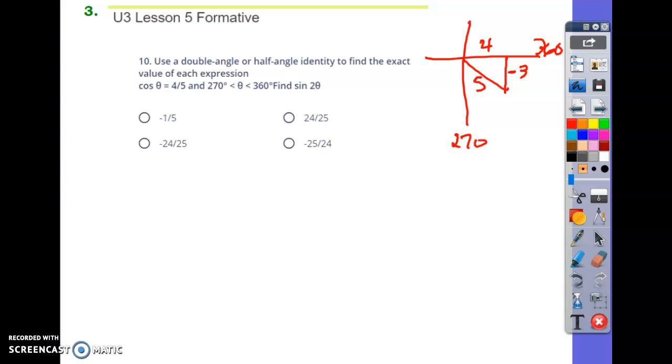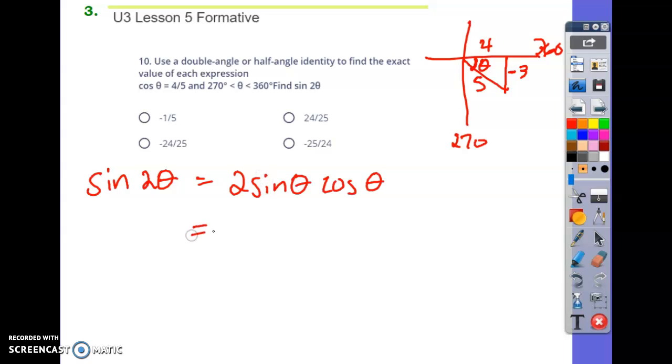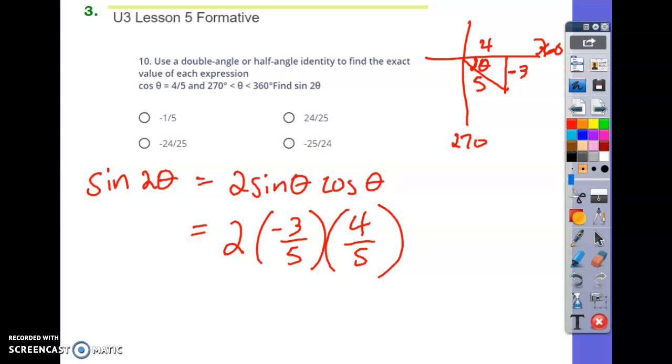Now it's asking us to find the sine of 2 theta. Well, this angle here is theta. So the sine of 2 theta, using the formula 2 sine theta cosine theta, we're just going to go ahead and write the 2. The sine of theta is going to be the opposite over the hypotenuse, so that's -3/5. And then the cosine, we already know, is 4/5. And then we just multiply that out and we get -24/25, because that's like a 2/1. And there's our answer. Last question.